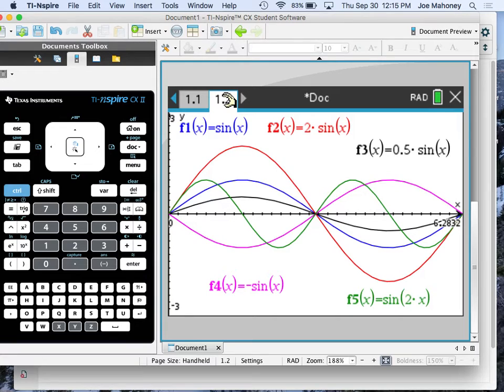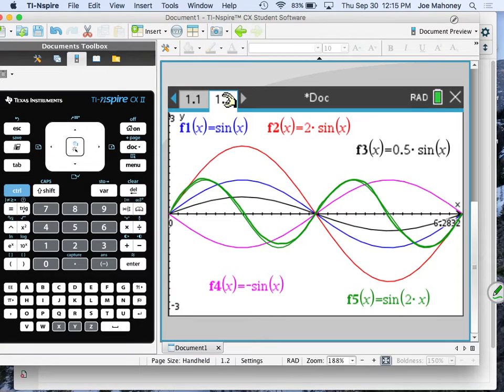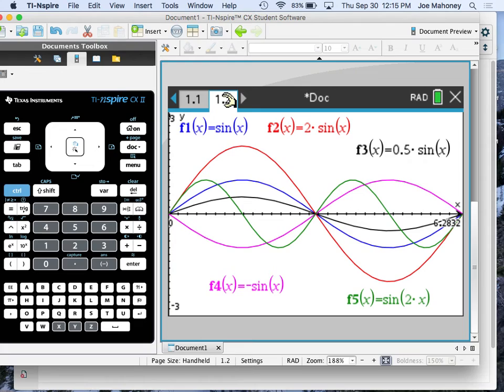The pink graph is negative sine x. We take the blue graph and flip it over the x-axis. And the cool one, though, is the green graph. Look at this green graph. It has 2 cycles in our 2 pi interval. So that 2 is doing something a little bit different.